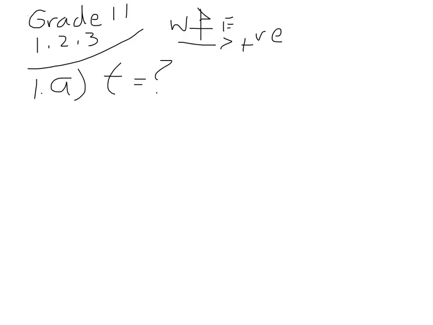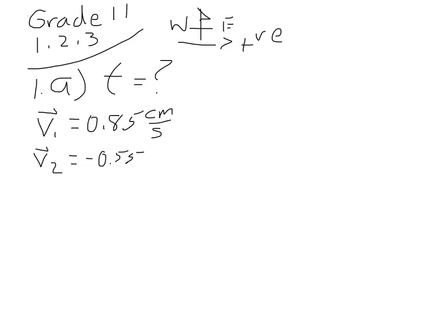So Slimy, who's going east, is going to have a positive velocity. V1 is Slimy, positive 0.85 centimeters per second. Meanwhile, our other dude, Slurpy, is going west, so that's a negative direction: negative 0.55 centimeters per second.